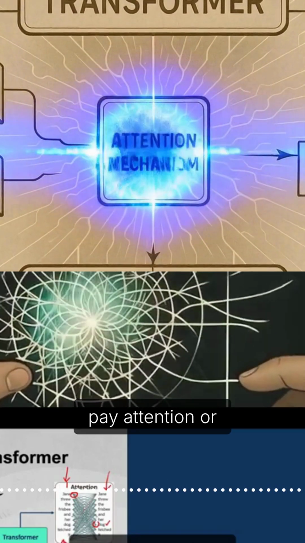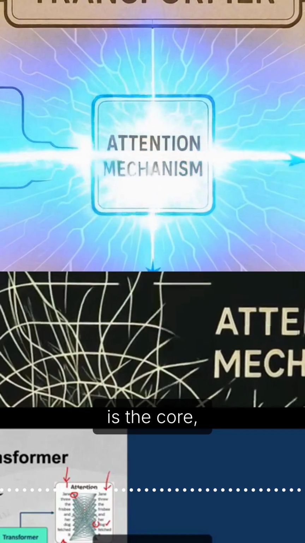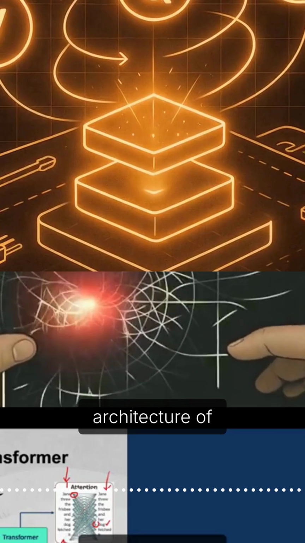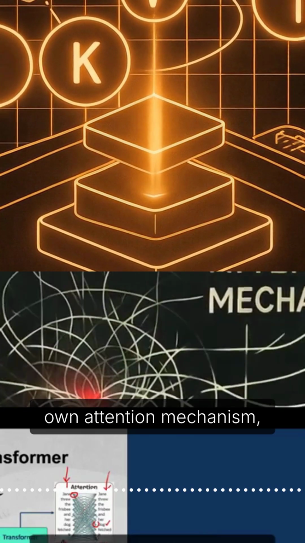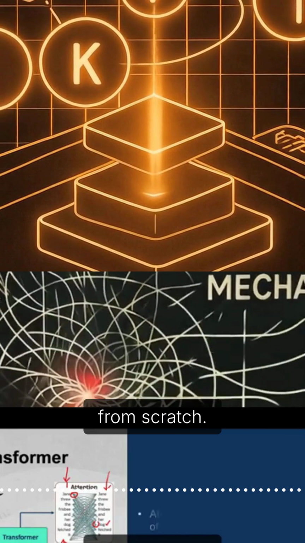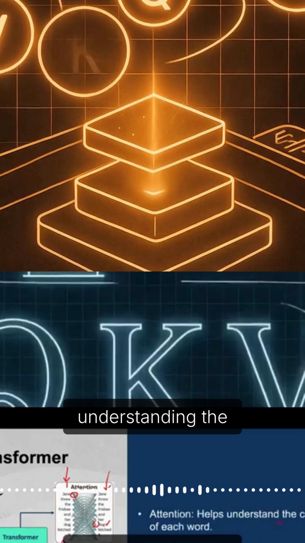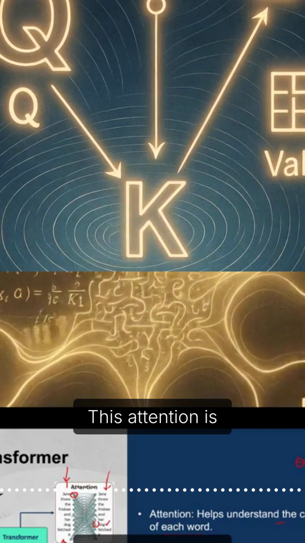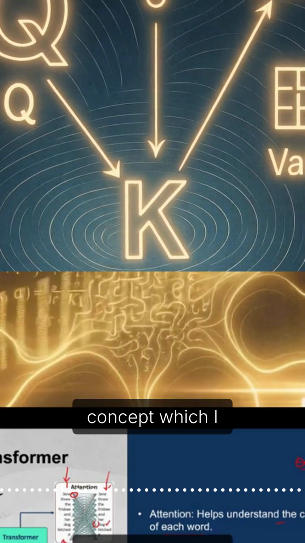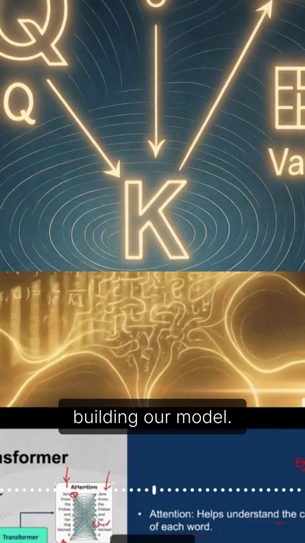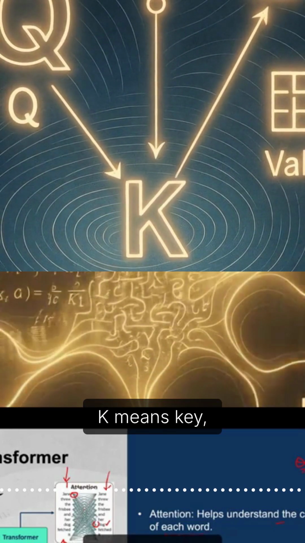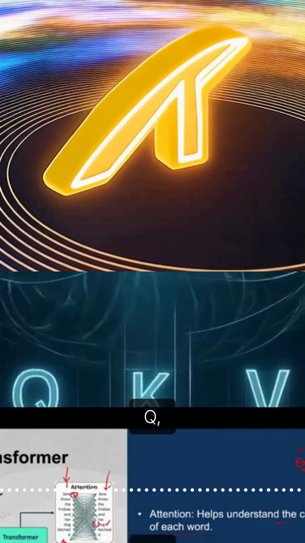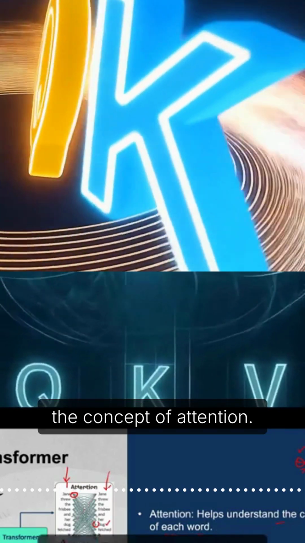So the attention mechanism is the core, the key idea of the transformer architecture of the large language model. We'll build our own attention mechanism while building the large language model from scratch. Attention helps in understanding the context of each word. In fact, there are very important terms called Q, K, and V. This attention is a pure mathematical concept, which I will explain when we build our model. Q means query, K means key, V means value. Query, key, and value are three important points which help in understanding the concept of attention.